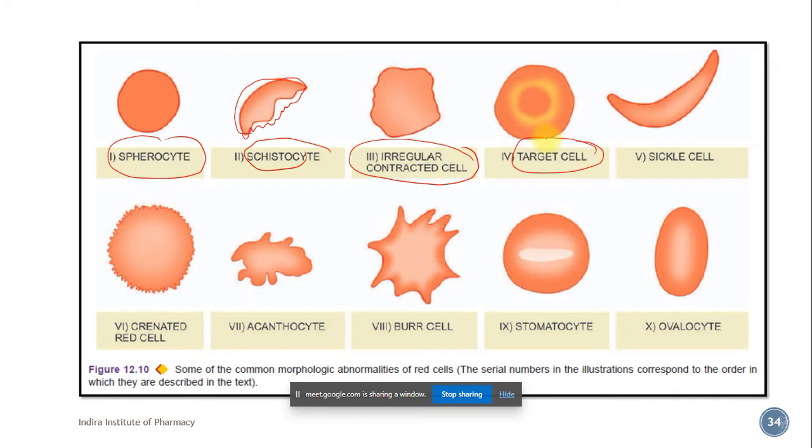Then the target cell. Then next, sickle cell, where again you can see the changed shape. In a specific type of anemia you can see sickle-shaped cells. Then crenated red cells, acanthocytes, burr cell, stomatocyte, and ovalocyte. So these are the common morphological abnormalities of the red cell. This particular diagram I have taken from Hirschsprung.